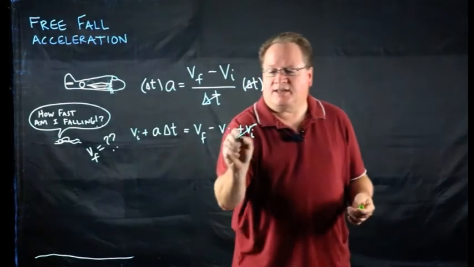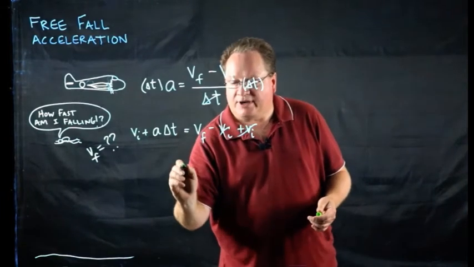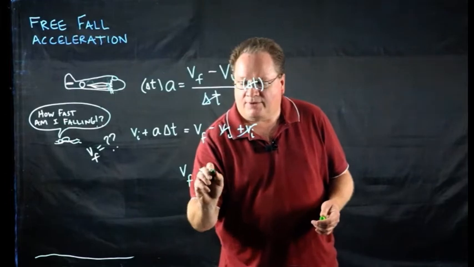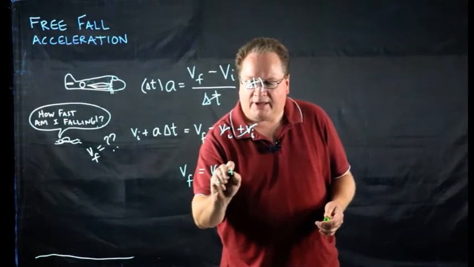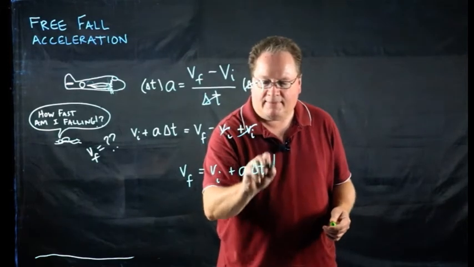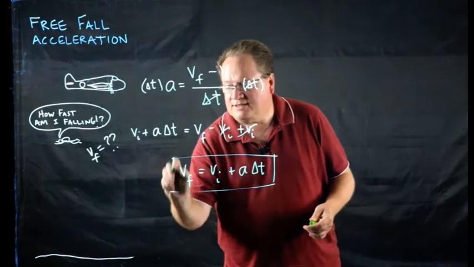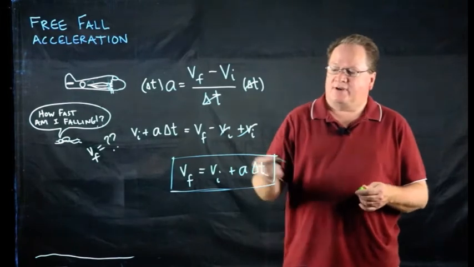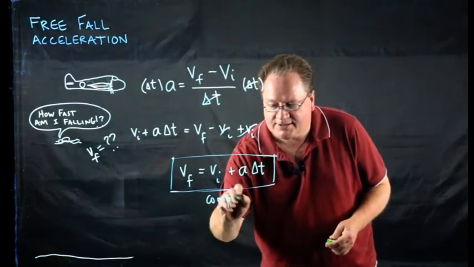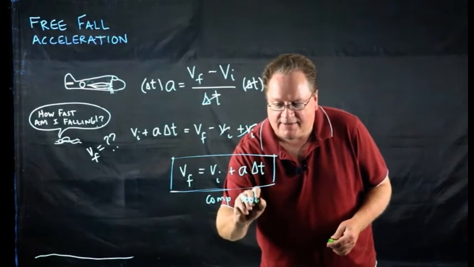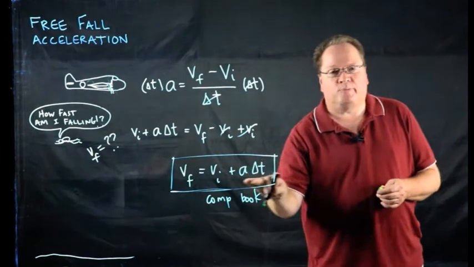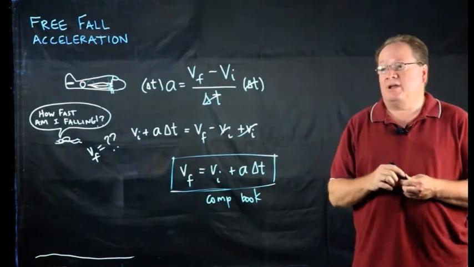This gives us, these canceling, a new equation, which is essentially VF equals VI plus A times delta t. All right? This is a new formula. If you guys have your comp books, you should be putting this in that last page in the comp book. You should be putting this formula in there. It really is the same as this.